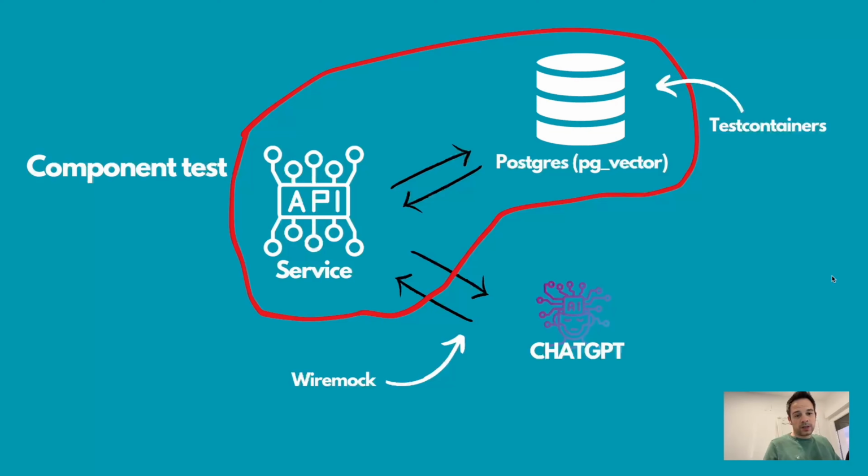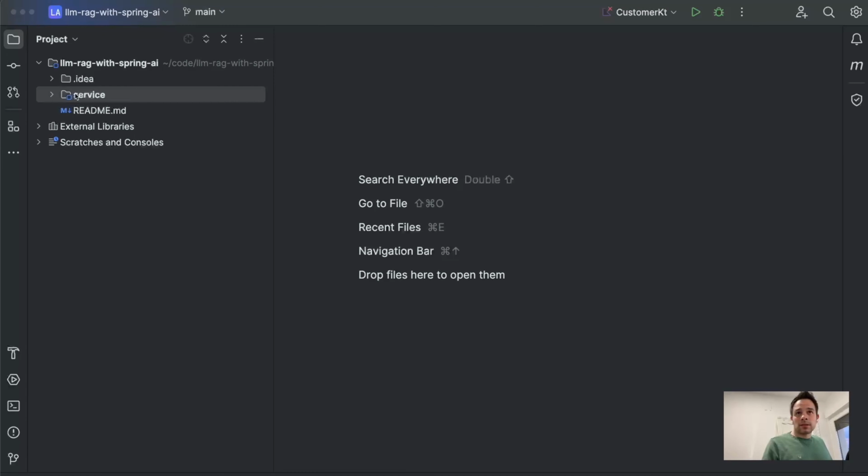Thanks to WireMock, we're going to mock, in a way simulate, the request and response to ChatGPT, so we're not going to call ChatGPT directly. We're going to use Testcontainers to actually simulate Postgres and PG Vector. Okay, let's have a look at the code itself.